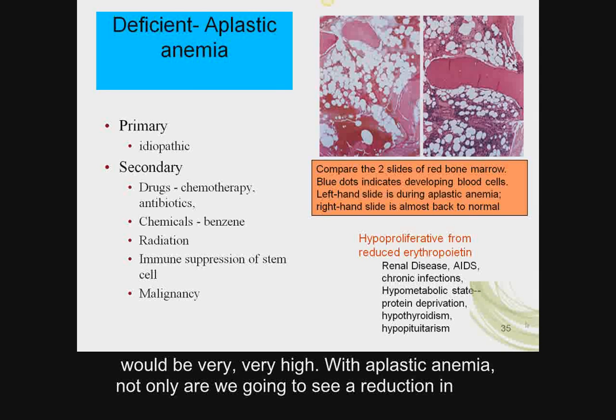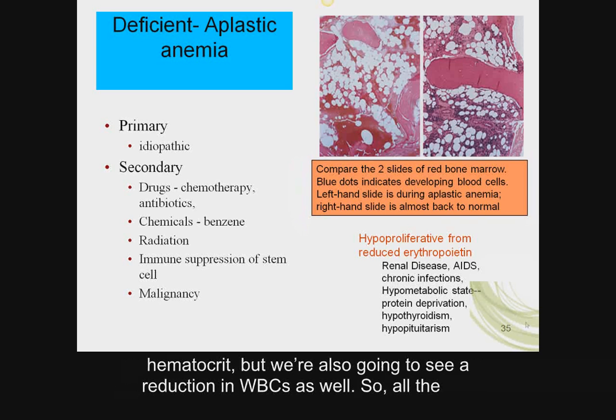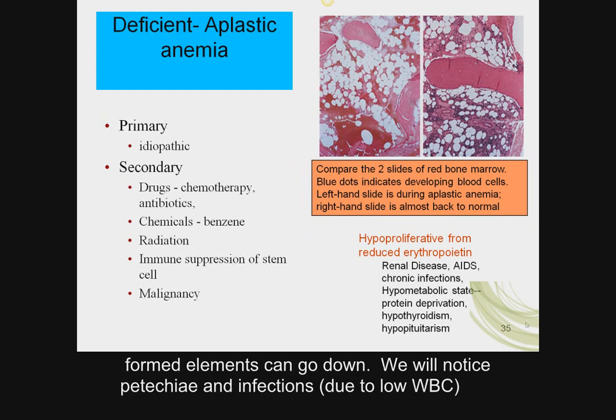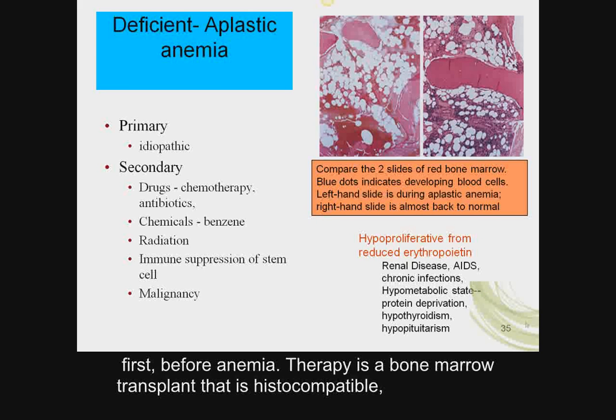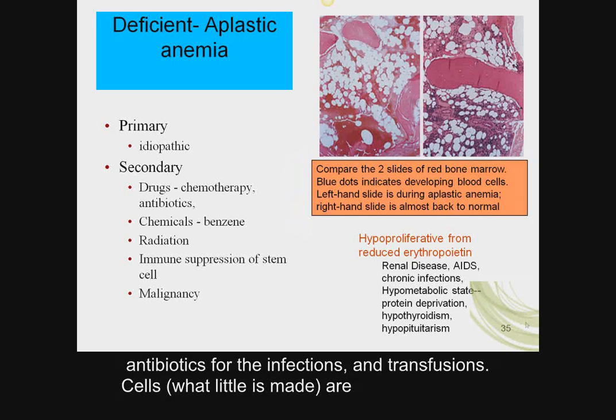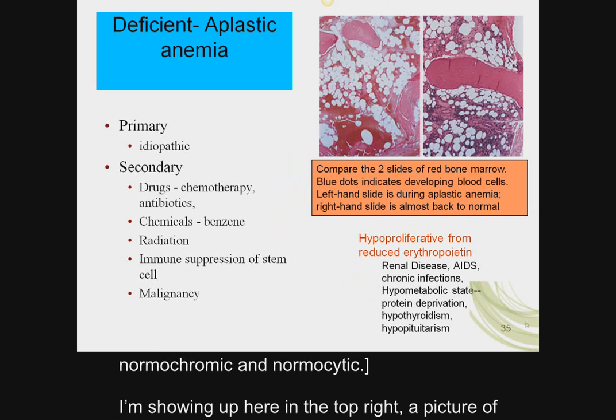With aplastic anemia, not only are we going to see a reduction in hematocrit, but we're also going to see a reduction in white blood cells, platelets, all the formed elements go down in number. We will notice petechiae and infections due to the low white blood cell counts and low platelets before we likely detect the anemia. Therapy is a bone marrow transplant that is histocompatible, antibiotics for the infections, and transfusions. The red blood cells, what few are made, are normochromic and normocytic.